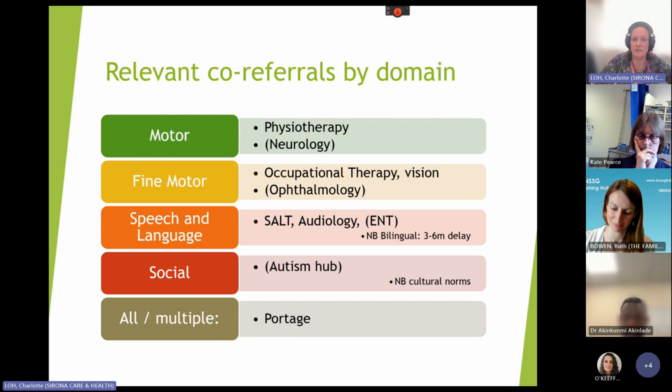Just to be aware that there may be cultural norms with the child. So on just a really basic level, it's normal in India to eat with your hands, so your child wouldn't be able to use cutlery particularly, for example. So just make sure that you're thinking about those things as well. And then if you've got multiple domains that are affected, so 2 or more, you can refer to Portage, and they're an excellent source of support for the preschool child. And I'll tell you a bit more about Portage in a moment.